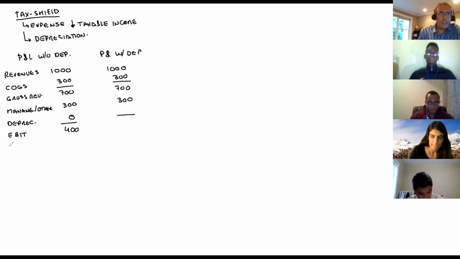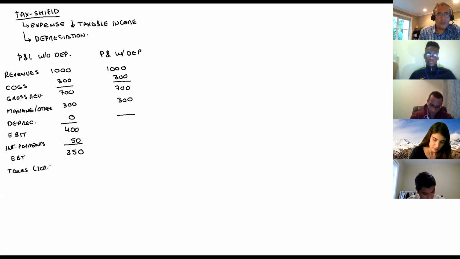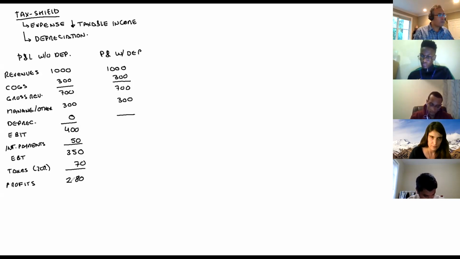Agree? Then imagine that I pay interest payments. So let's assume that you have interest payments of 50. So basically your earnings before taxes are going to be 350. And then imagine that you have your taxes, and let's assume tax is 20%. It's 21, but let's assume 20%. So you pay $70 in taxes, and then your profits are going to be 280.